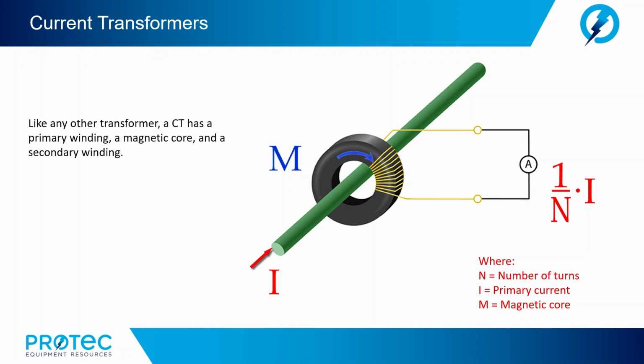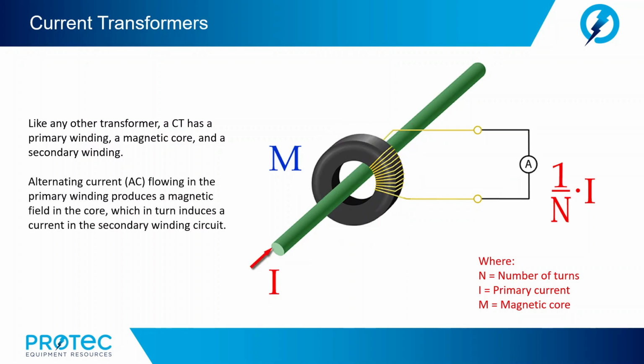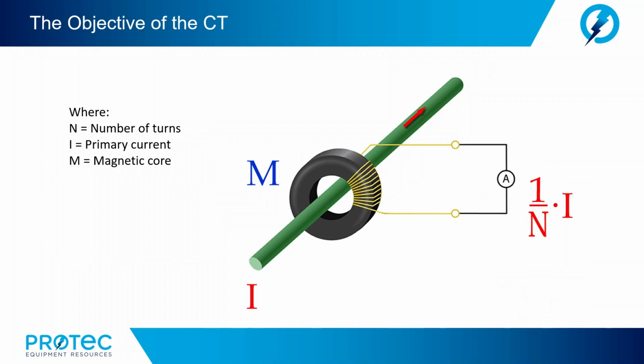Now, like any other transformer, a CT has a primary winding, a magnetic core, and a secondary winding. Alternating current flowing in the primary winding produces a magnetic field in the core, which in turn induces a current in the secondary circuit. Now, the objective of the CT design is to ensure that the primary and secondary circuits are efficiently coupled so that the secondary current reflects an accurate relationship to that of the primary current.